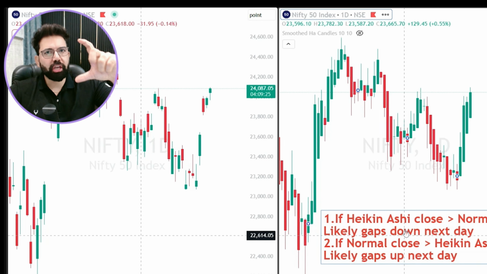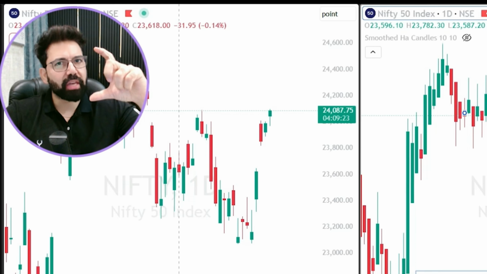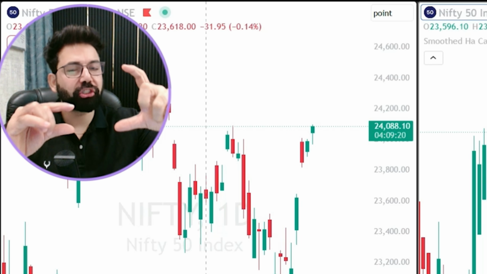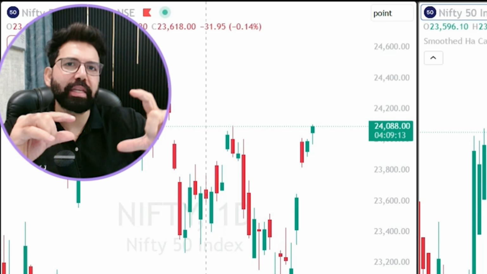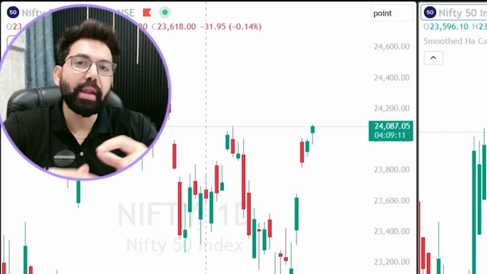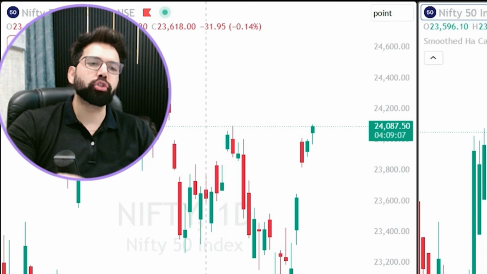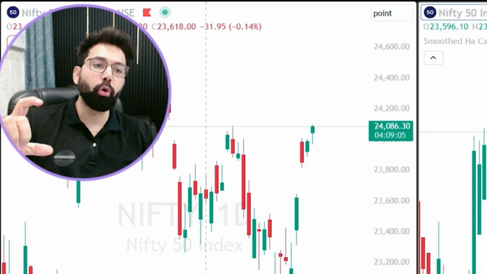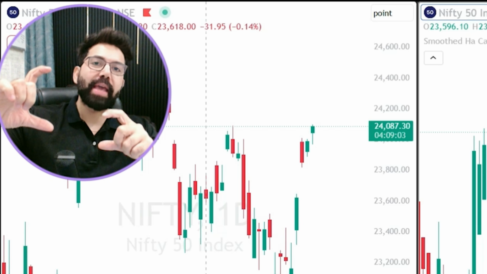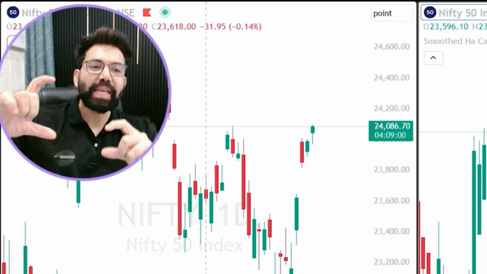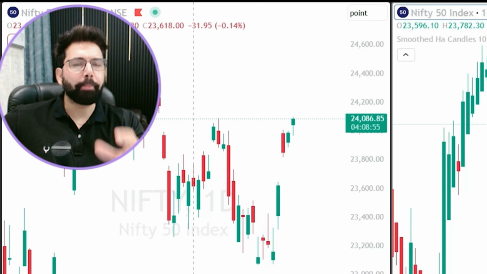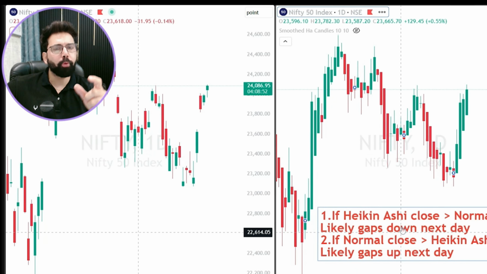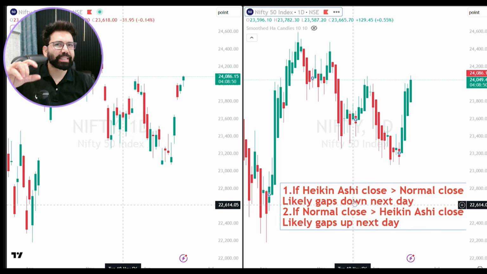If the Heikin Ashi closing is larger, and the normal candlestick's closing is lesser than that, then most likely it's going to gap down next day. And the opposite is also true. If the normal close is more than the Heikin Ashi, that means likely gap up next day. So far simple. I'm going to add more elements to this. I'm going to tell you how much difference exactly I actually consider.